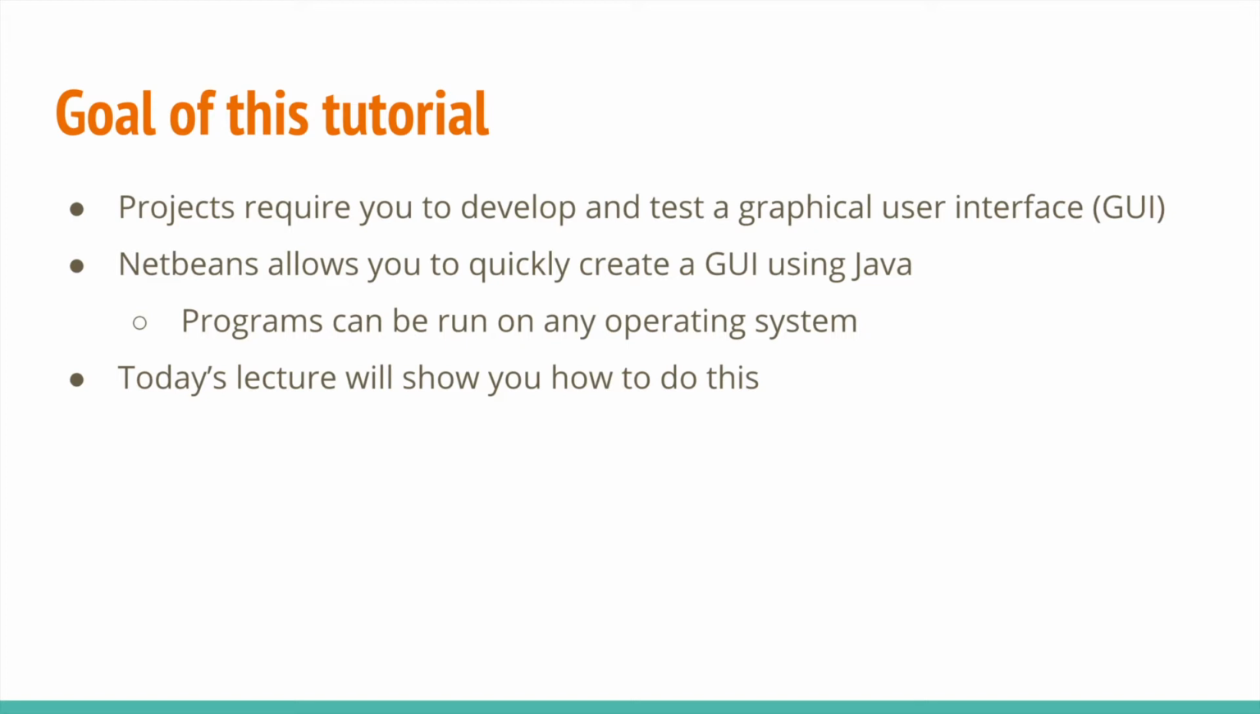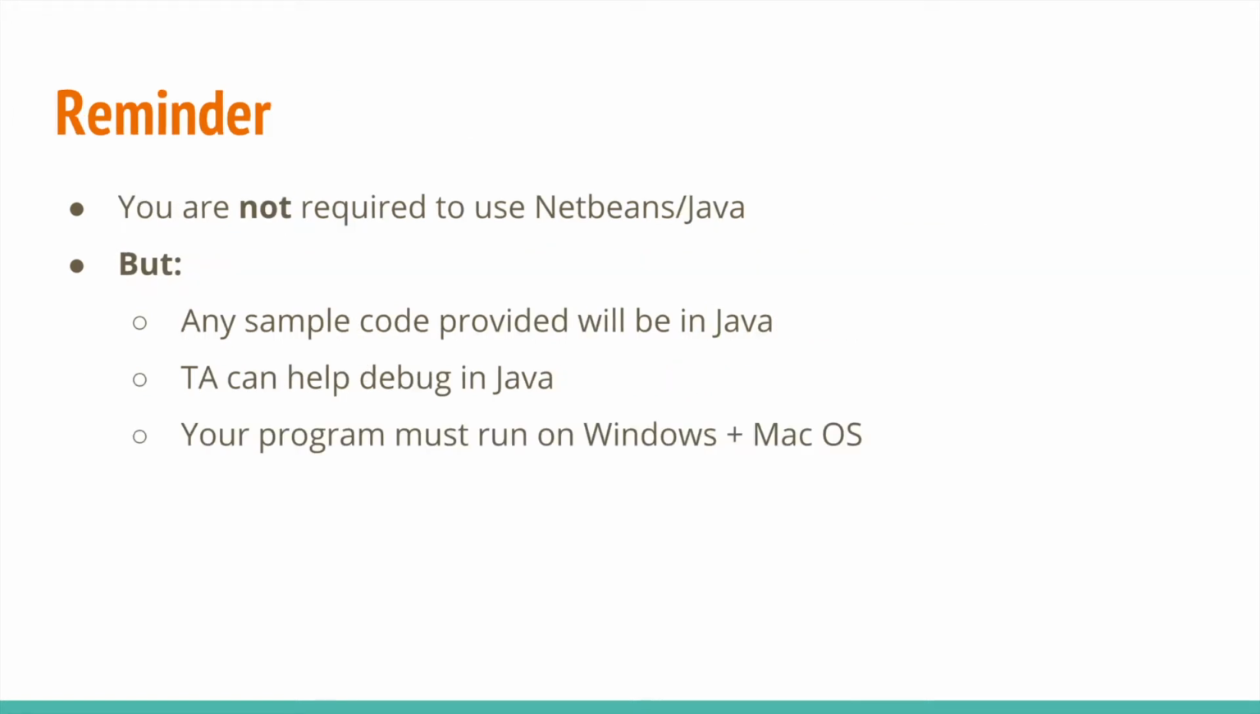And one of the benefits is that it can be run on any operating system. So today I'm going to talk you through a couple of points in Netbeans using the Java Swing GUI. And a quick reminder, you're not required to use these things, like was said in the class, but just a couple of caveats. If we do provide you with any sample code, it will be in Java. And I can help as the TA debug any projects in Java.